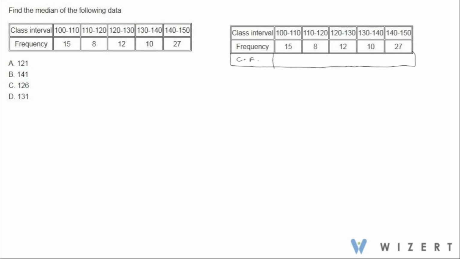Now cumulative frequency for first group is same as its frequency, so 15. For second group it's 15 plus 8, so that is 23. For third it's 23 plus 12, which is 35, plus 10, 45, plus 27, 72. So this is the cumulative frequency and 72 is total number of samples.